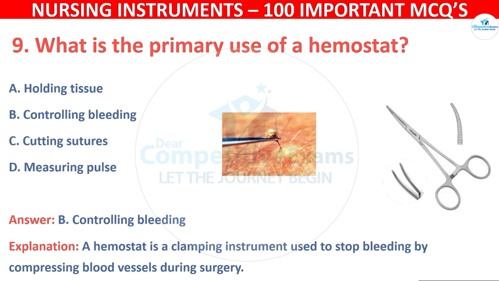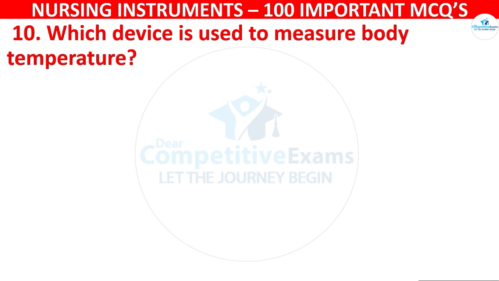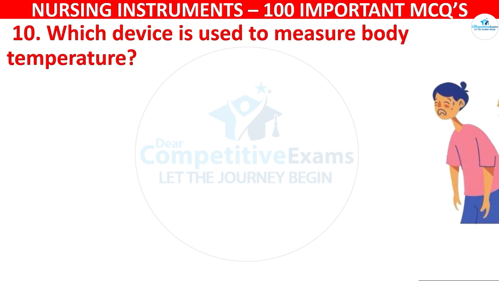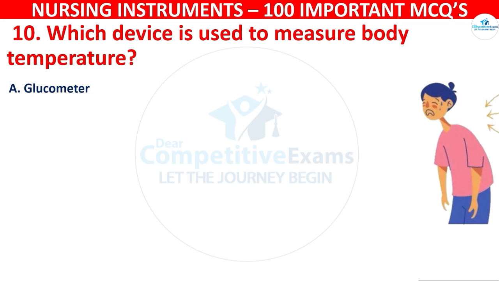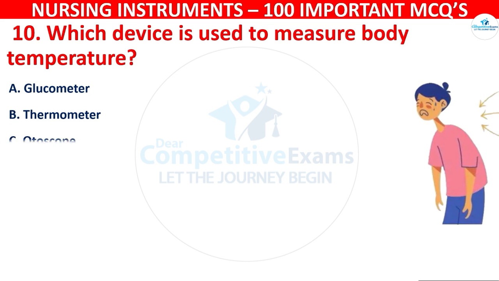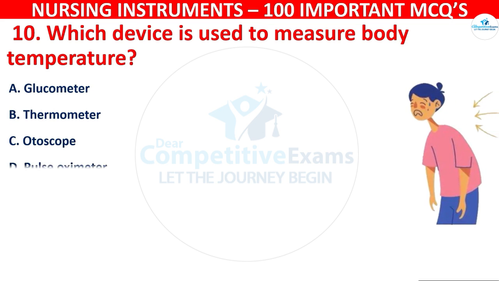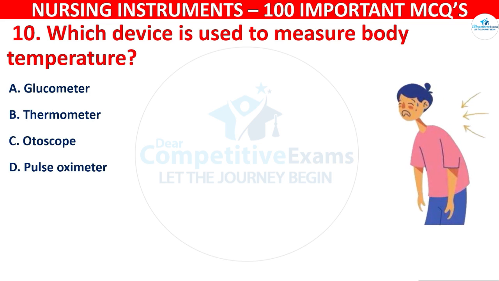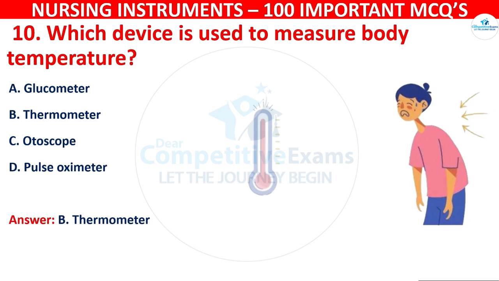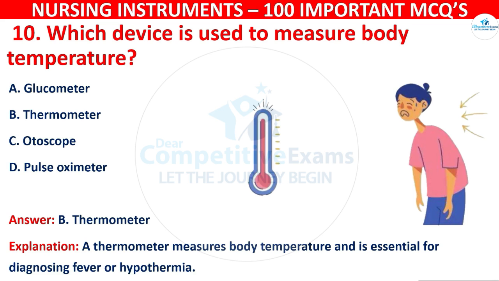Question number 10. Which device is used to measure body temperature? Your options are glucometer, thermometer, otoscope, or pulse oximeter. The correct answer is B, that is thermometer. A thermometer measures body temperature and is essential for diagnosing fever or hypothermia.